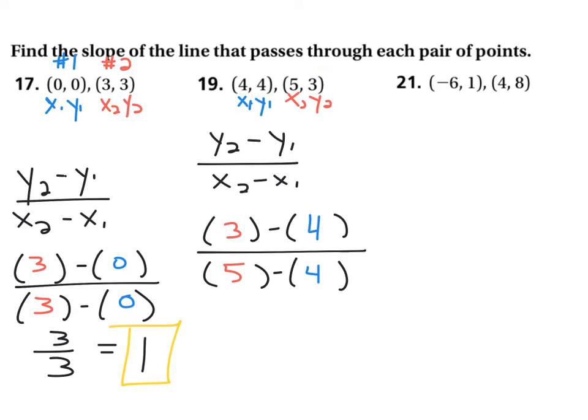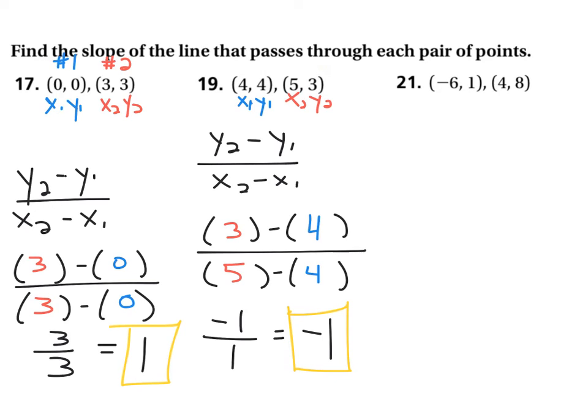So when I fill them in here, then what I need to do is simplify it. So 3 minus 4 is negative 1. 5 minus 4 is positive 1. And remember, anytime that we've got a slope where there's a 1 on the bottom, we can just call it that whole number numerator, or whatever it is. In this case, it's negative 1. So we've got a slope of negative 1 for number 19.